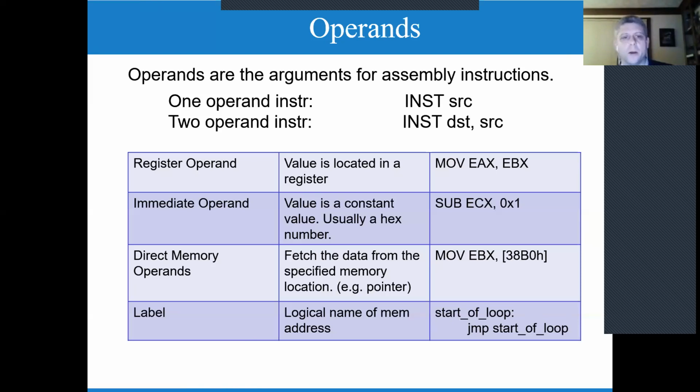So I talked about direct memory operands. This is in the brackets. This is going to show you the memory location of where something is stored. And then you also have labels, which are basically just a logical name for a memory address. It's usually a name followed by a colon. The assembler typically won't have that in there. You'll usually add those in your debugger or disassembler. We have those types of operands.